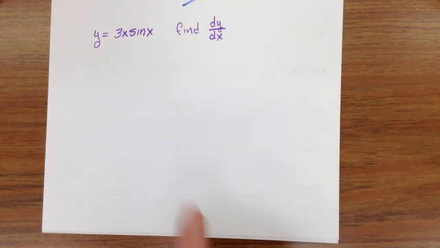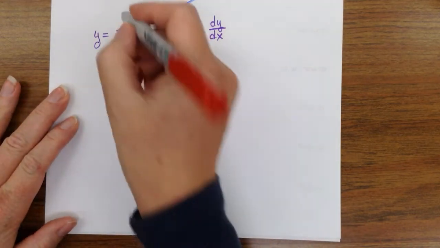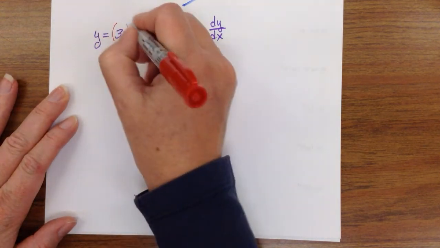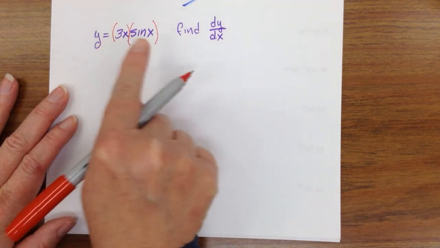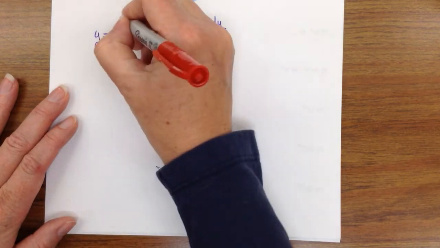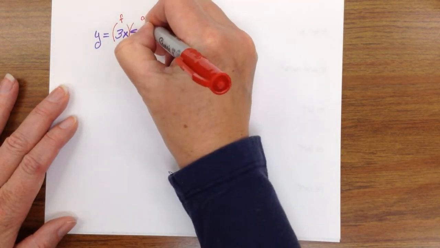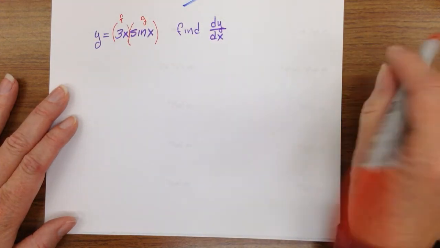All right, so here's what I'm thinking. There's more than one way to think of this, but this is a good way to think of this. Are you ready? 3x, sine x. Yeah, multiplying x things together. So I am thinking of the 3x like the f, and I'm thinking of sine x like the g.